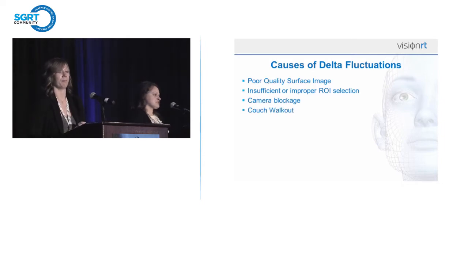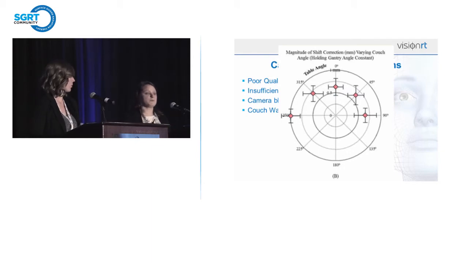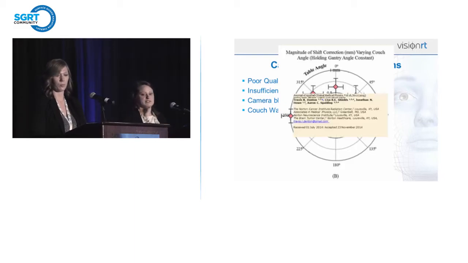So couch walkout is interesting to me because I never knew about it until I started working for AlignRT, and we're going to talk about it on the next slide, but I just wanted to show a picture. This is from a paper about QA procedures, and they were defining the couch walkout on this particular clinical machine. The representation is that at different couch angles, the couch was walking out, I believe, in the vert and lateral directions, so they were having some little movements that weren't necessarily registering when they rotated the couch. And this is just my little citation since it's not my image.